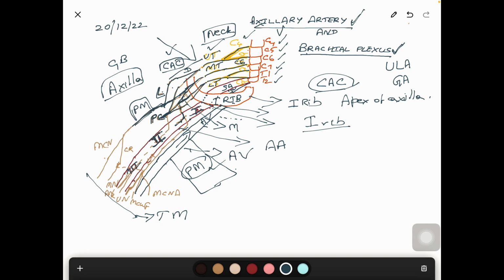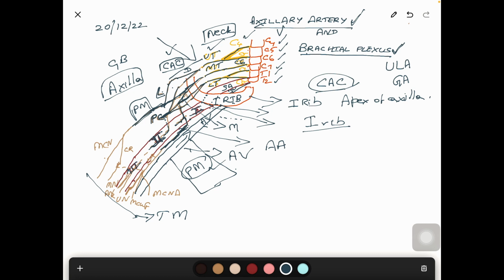Lateral cord is lateral, medial cord. So this is the medial cord. Medial cord is medial along with the axillary vein, which is also medial to the second part. So this is medial cord. And this posterior cord has now gone to the posterior part of the second part of axillary artery.